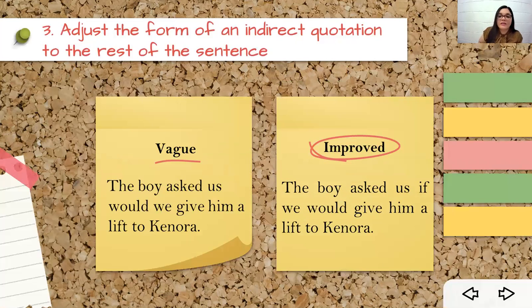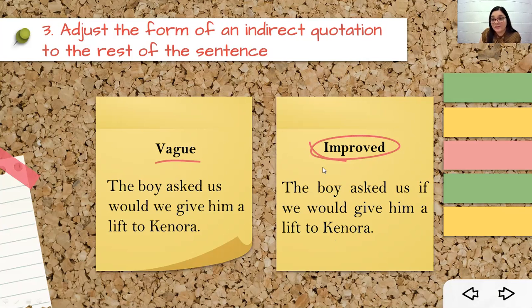Three: adjust the form of an indirect quotation to the rest of the sentence. Sometimes illogical constructions happen because we mix direct speech and indirect speech. You see an example here. A vague construction says, the boy asked us, would we give him a lift to Kenora? But this one started as if we were going to use direct speech, and later we changed to indirect speech. So an improved version of this one will say, the boy asked us if we would give him a lift to Kenora.